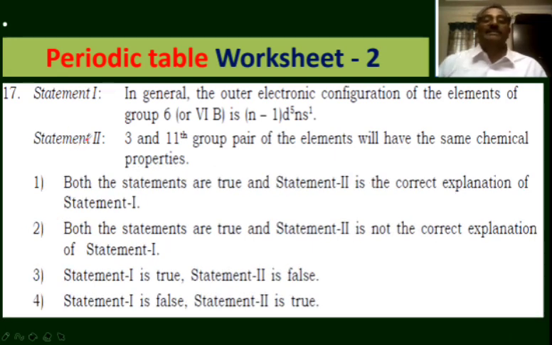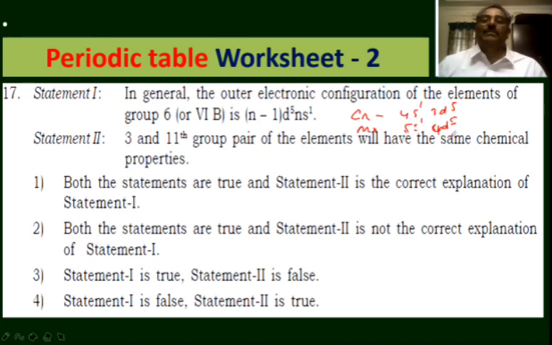The next one is also a statement type question. The first statement is, in general, the outer electronic configuration of the elements of group 6, that is 6B, is (n-1)d5 ns1. For example, chromium. Chromium belongs to group 6. Its outer electronic configuration is 4s1 3d5. For molybdenum, 5s1 4d5.